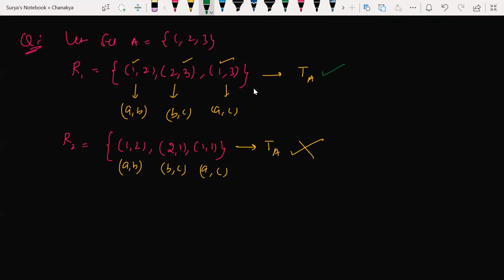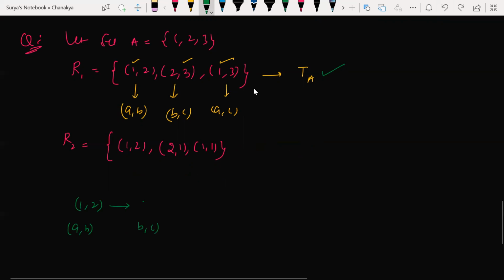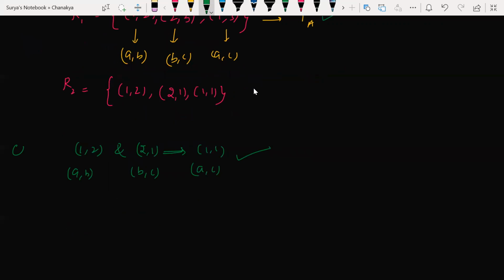Look at this here. Now, this is case 1, beta. Let me write first of all 1 comma 2. This is A comma B, beta. Then B comma C is what? It must be 2 comma 1. Then 1 comma 1 is what? A comma C. Yes, it is satisfying the transitive condition. Okay, this is case 1. Okay, now case 2.